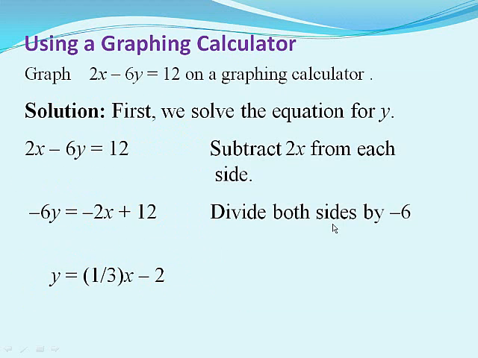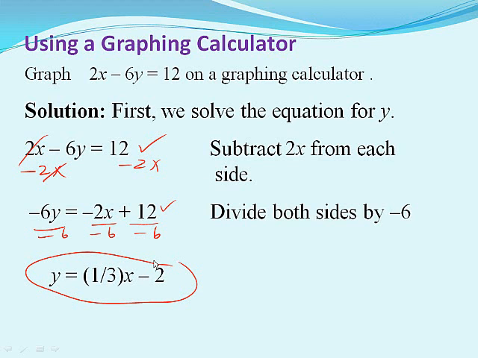Using a graphing calculator, graph the equation 2x minus 6y equal to 12. First we need to get y by itself. So we solve for y from the equation, subtract 2x from both sides. So we get negative 2x plus 12 as the value for negative 6y. If we divide by negative 6, we get y to be 1 by 3x minus 2. So this is the solution for y.